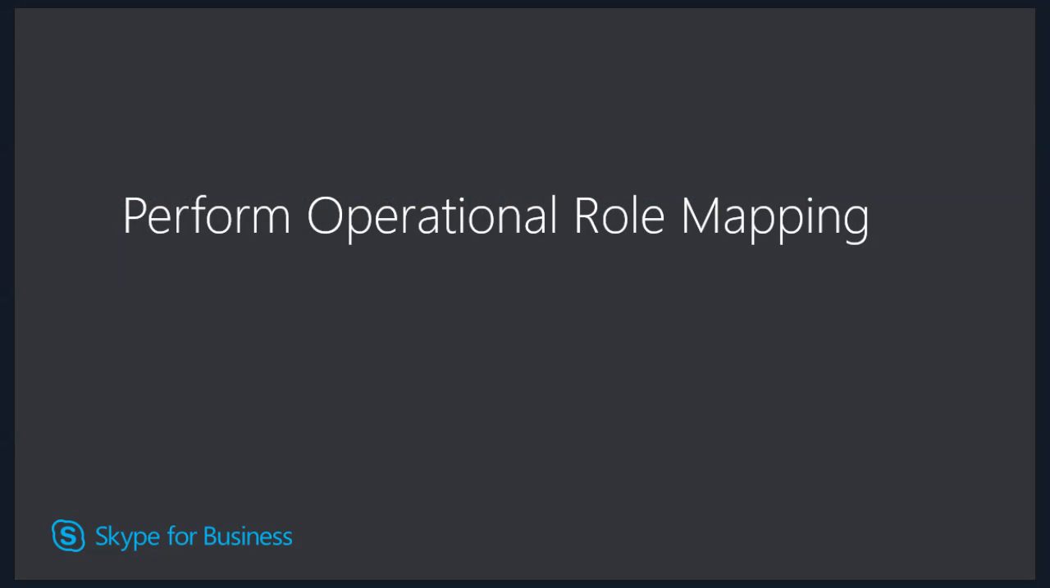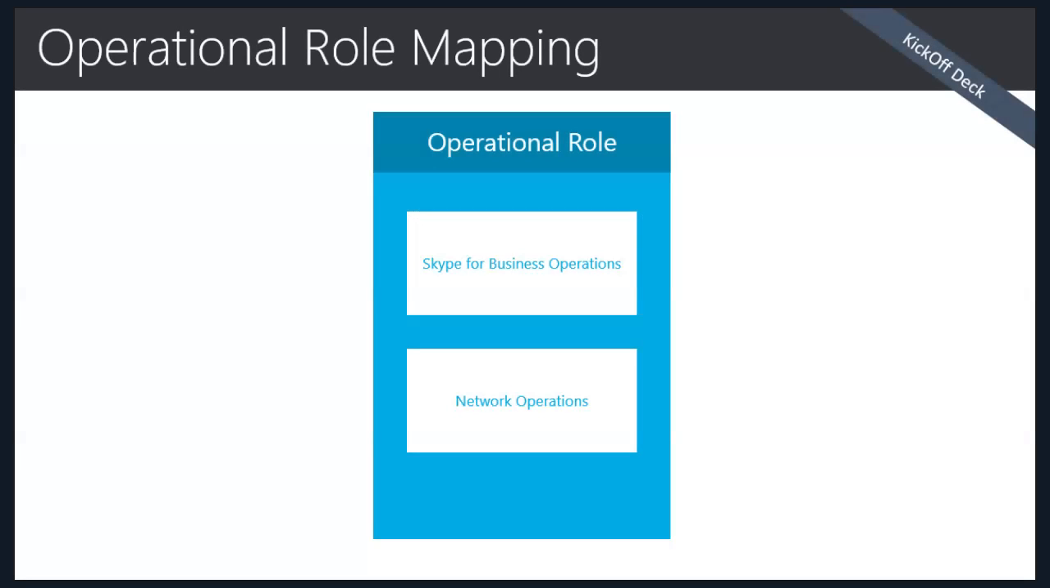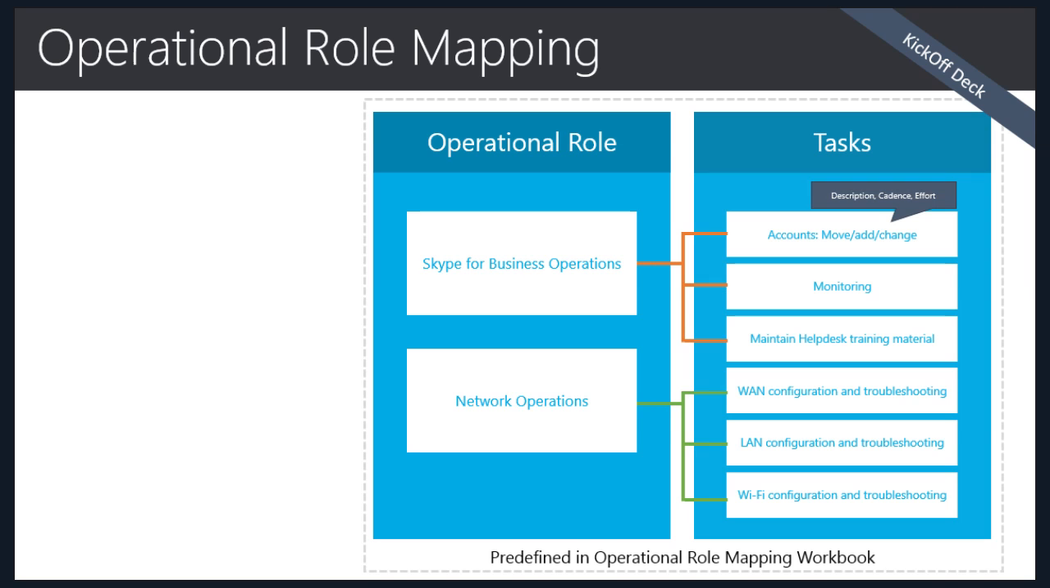So let's go through the process of performing the operational role mapping to get used to the concept. The operational role itself is really a construct where we have various roles that will perform a number of tasks. So a task might be, there's mover accounts that need to be moved and changed. There's some monitoring that needs to be performed. There might be some network, wide area, local area, Wi-Fi configuration, all of those things that need to happen. All of that is predefined for you.